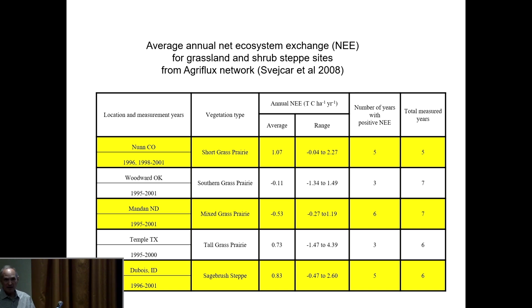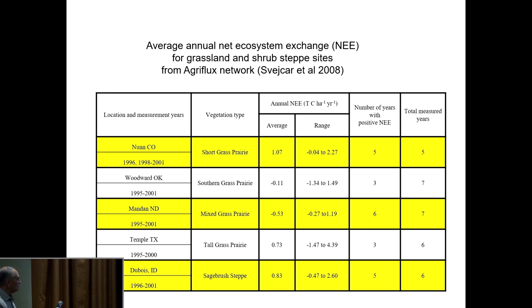And this has a big implication when you're trying to sell people carbon. If you have a 10-year contract and you're in the 7th year and you've only hit 3 years that you're positive, somebody's got to come up with some money.